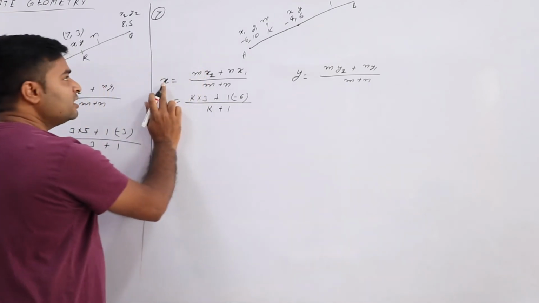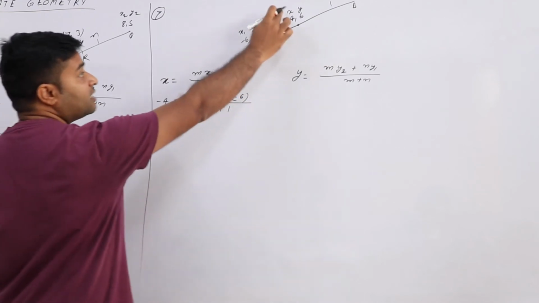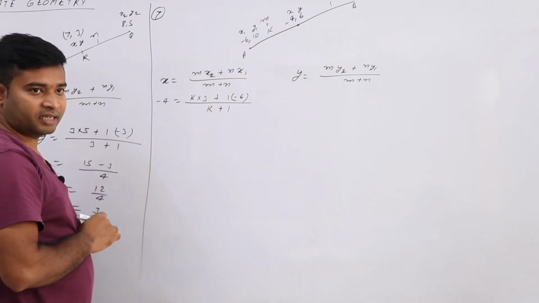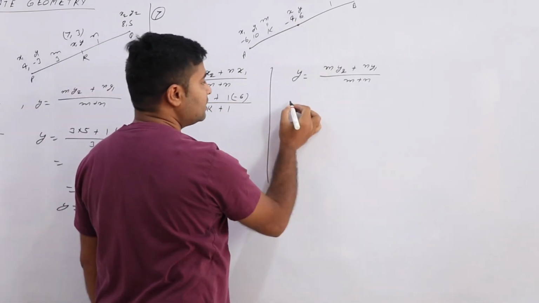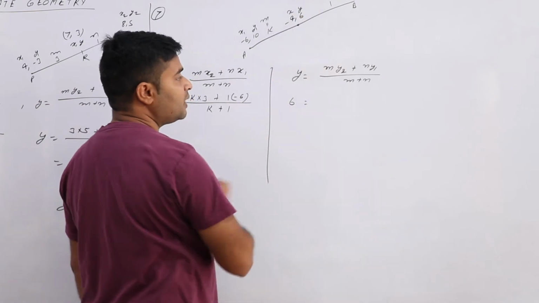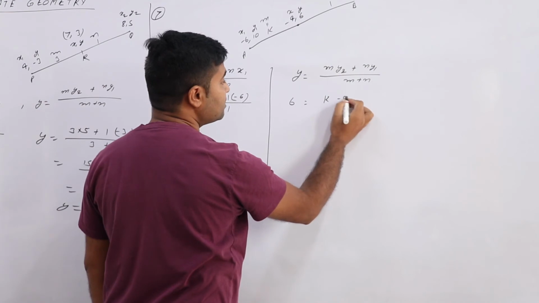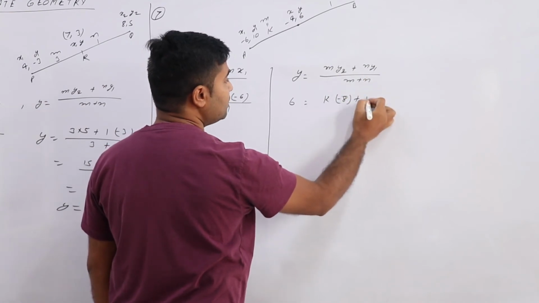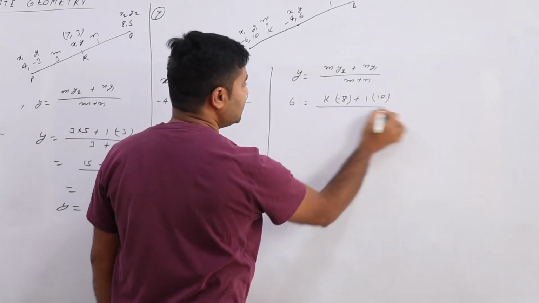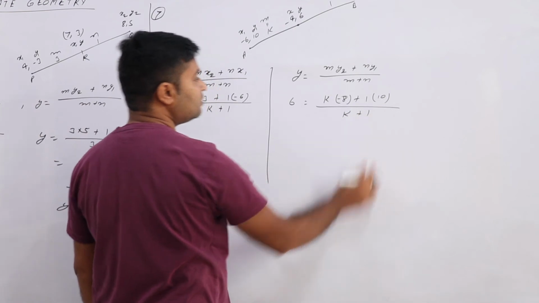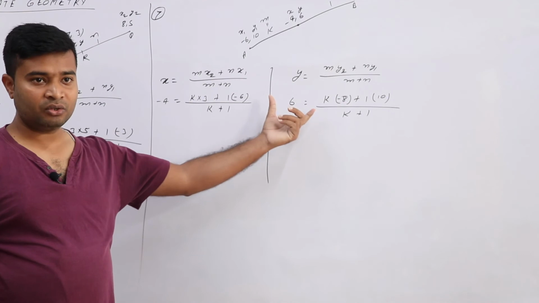Now here, one more thing. X is also given, right? X is equal to minus 4. Now say, y is how much? 6. M is k. y2 is minus 8, n is 1, y1 is 10, divided by k plus 1. So we get the two equations.